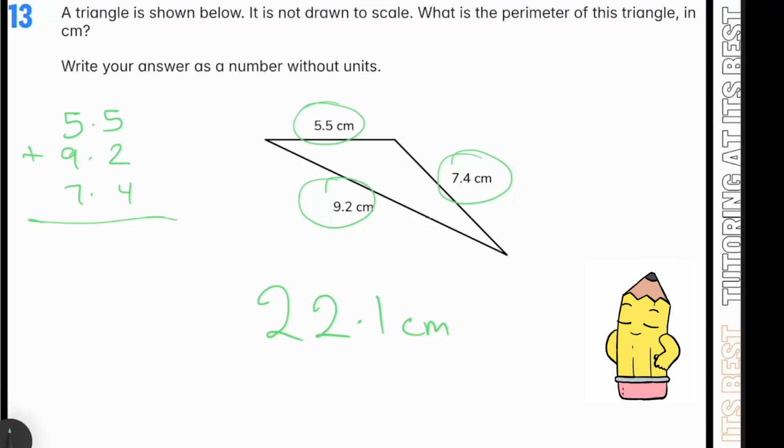So we've got 5 plus 2 is 7, plus 4 is 11. We carry the 1. 5 and 1 is 6. 6 plus 9 is 15, and 15 plus 7 is 22.